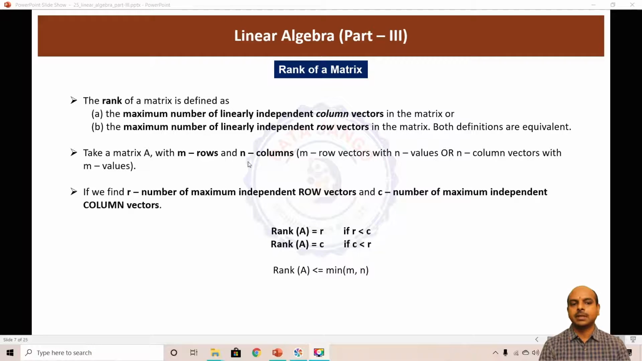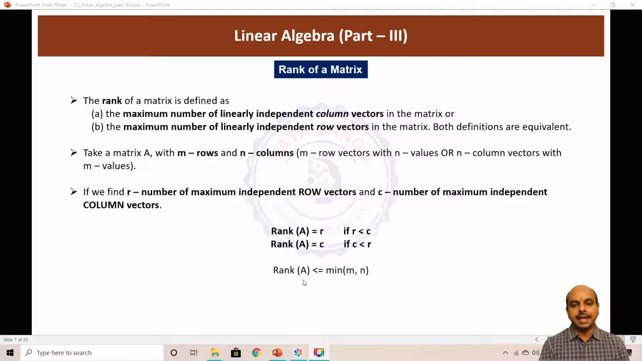Okay, so let us take a matrix A with m by n, a matrix with m rows and n columns. If you find R, the number of maximum independent row vectors, and C, the number of maximum independent column vectors, the rank of A is equal to R if R is less than C. That means if the maximum number of independent row vectors is less than the maximum number of independent column vectors, then rank becomes the maximum number of independent row vectors. If the maximum number of independent column vectors is less, then C becomes the rank of the matrix.